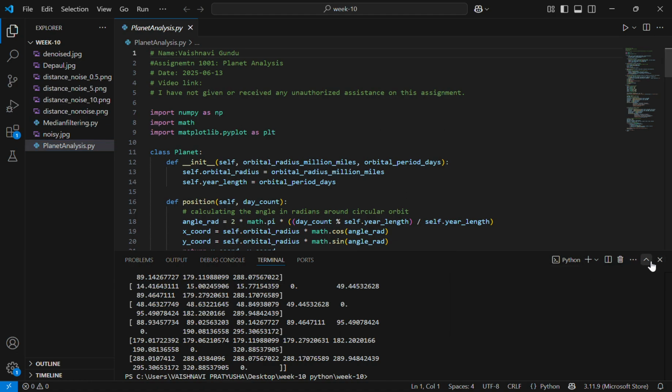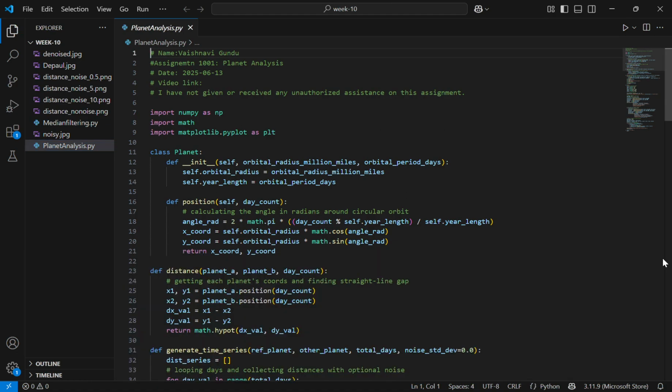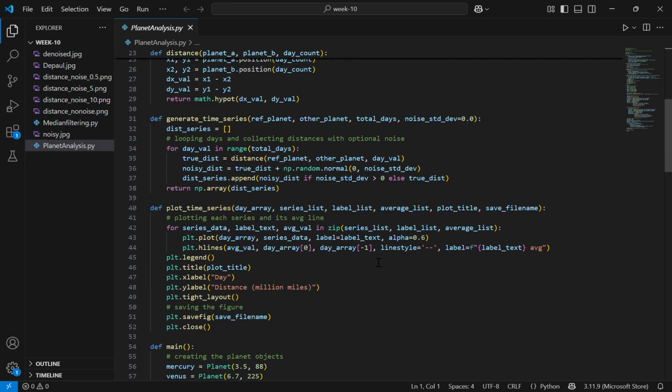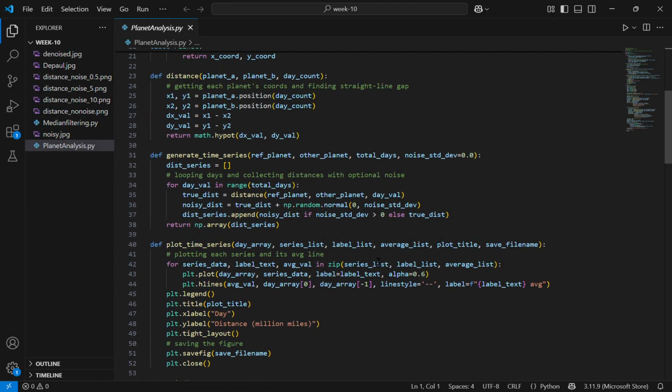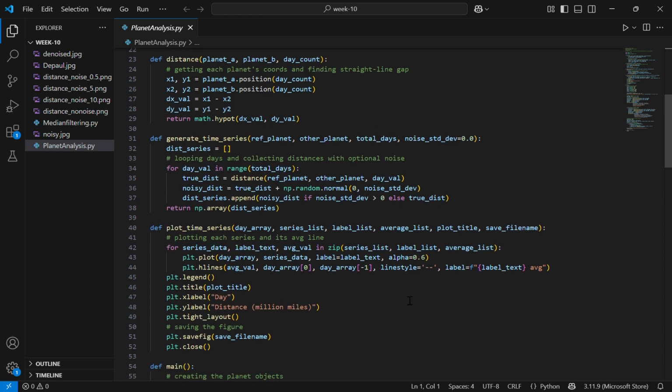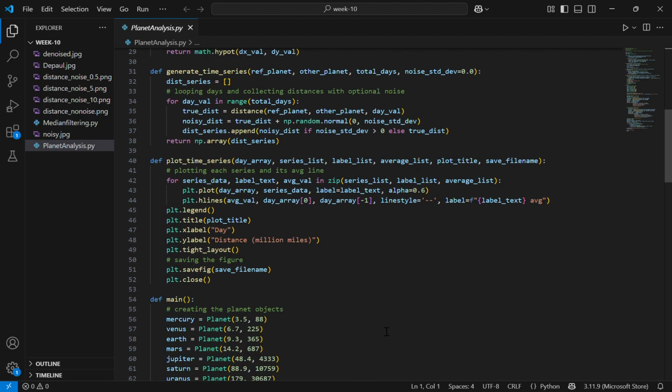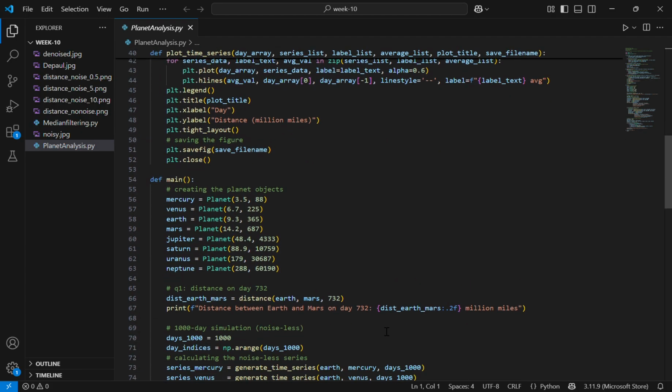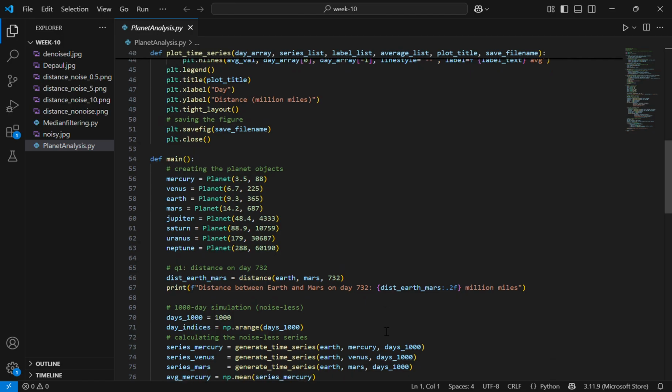The next question asked, how does your position and distance function work? So, show the trigonometry. The position function works by taking the day count as the angle around the circle, divided by the planet's year length, and multiplying by 2 pi. It uses the cosine of the angle and also moves in a perfect circle.